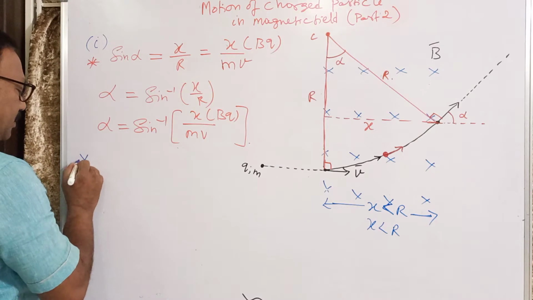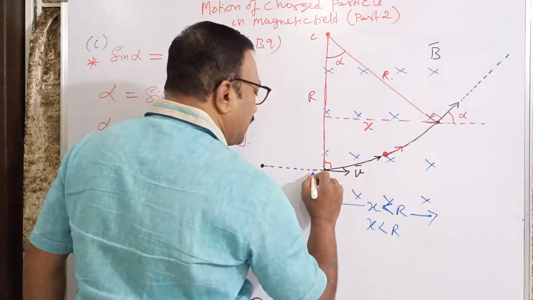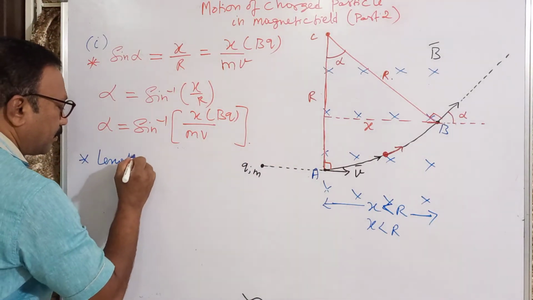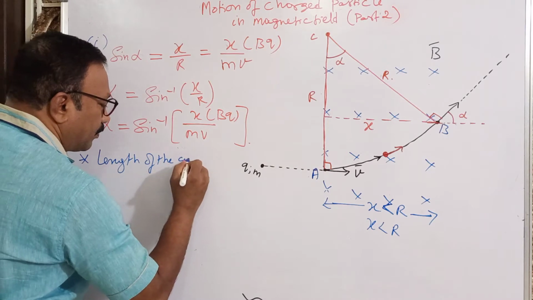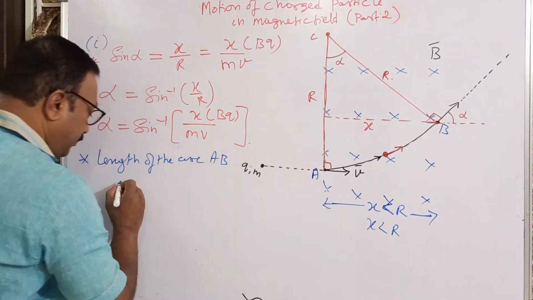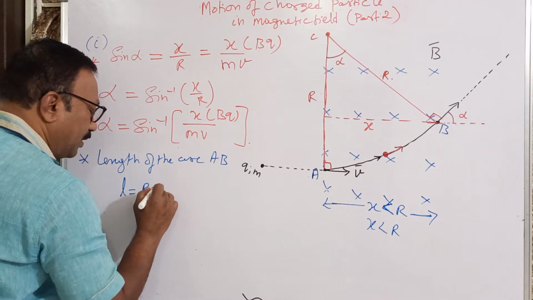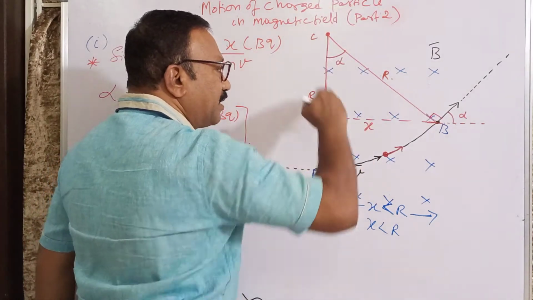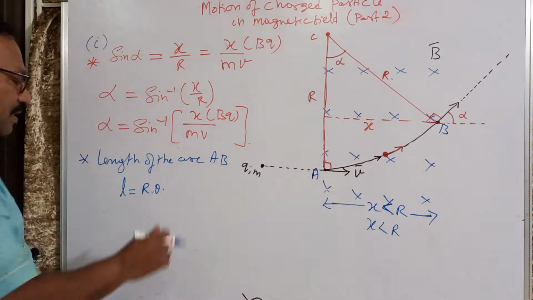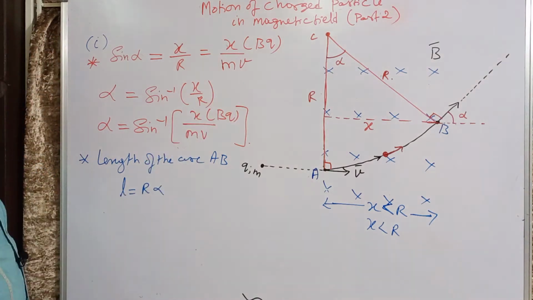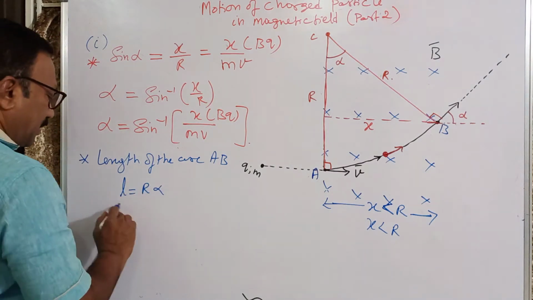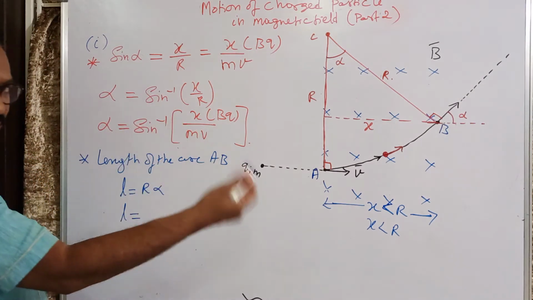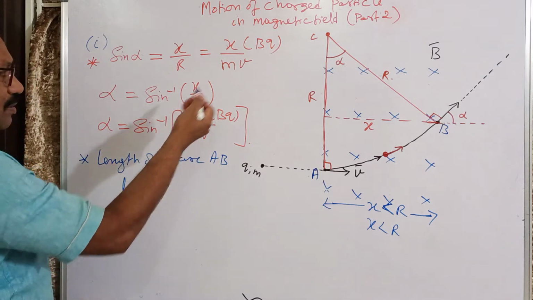Always mathematically, the length of the arc, let me take it as A and B, okay? Length of the arc AB. So L is equal to R into theta. This is a formula. The length of the arc is equal to radius into theta. Mathematical formula. Of course theta means here I have taken it as alpha. So length of the arc is equal to, what is radius? If he is given radius, you can substitute. Otherwise you have to calculate by mv by bq as we did it.